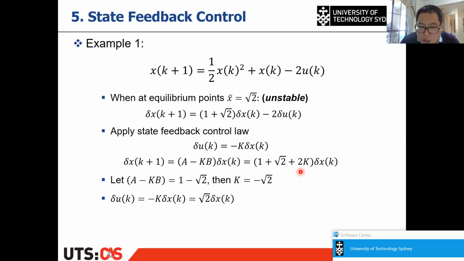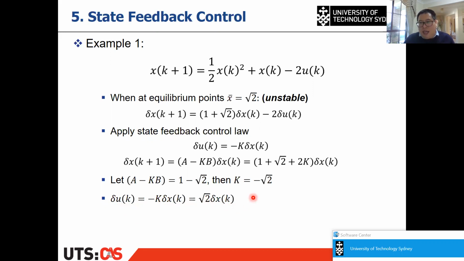Then if we choose k is equal to minus square root of 2, then we can have a minus bk is 1 minus square root of 2. Which means if we choose k like that, then the new system, the new a, which is a minus bk, is between minus 1 and 1. And that is stable, right? And we know delta u is equal to minus k delta x, right? And it is the square root of 2 delta x.